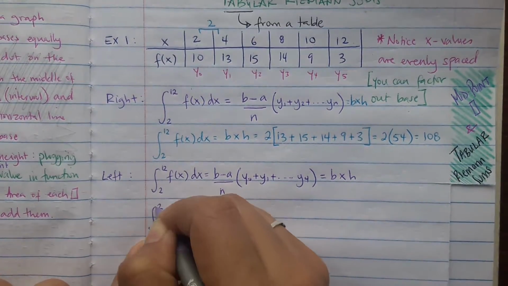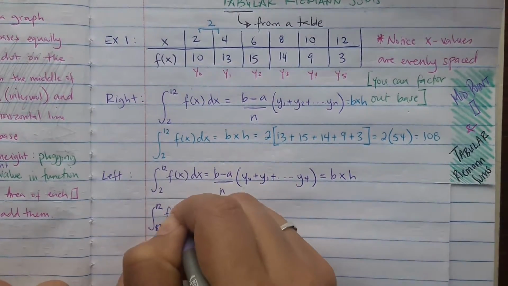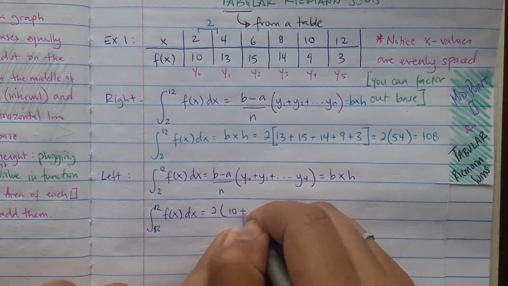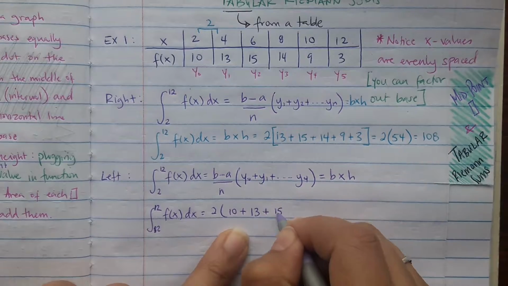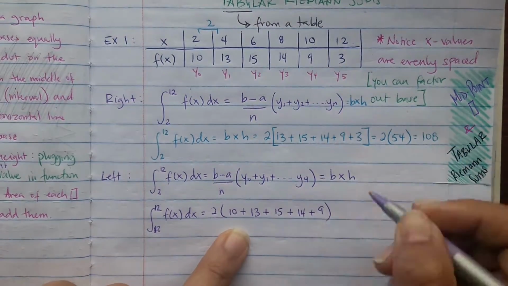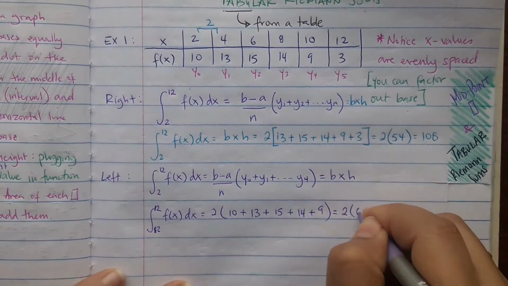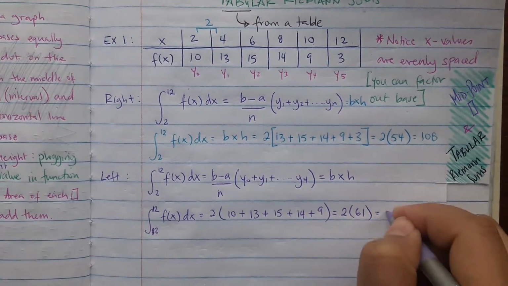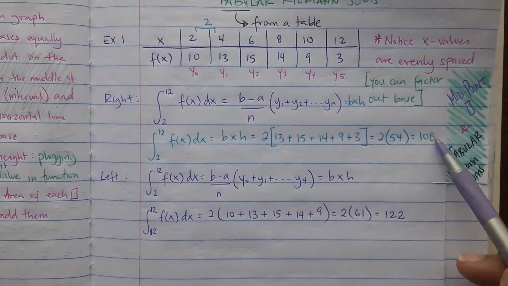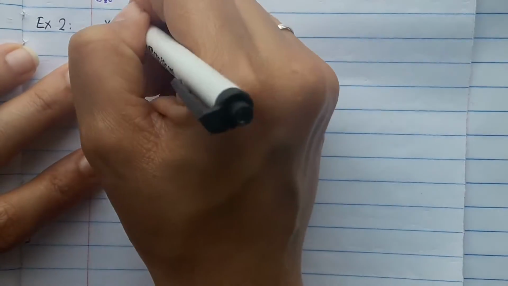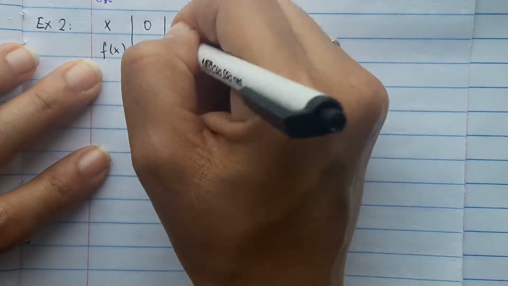If you can turn back to your previous notes, you'll see that. So the base, again, is 2, and we can factor it out because it's in all of them. Then y0 is 10, 13, 15, 14, and stop at 9 because we don't include that last one. So that's 2 times 61, which is going to give you 122. So again, you can turn to the previous videos to understand why we're not picking the last one. Alright, let's take a look at another example.